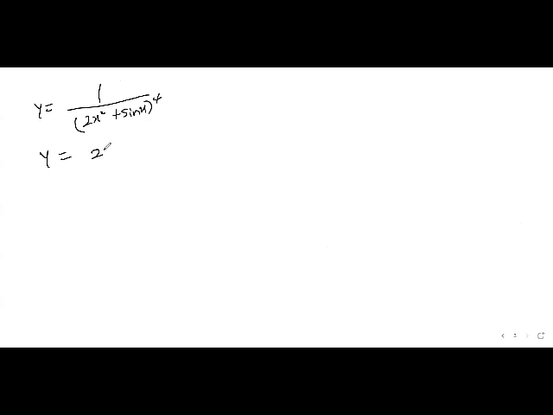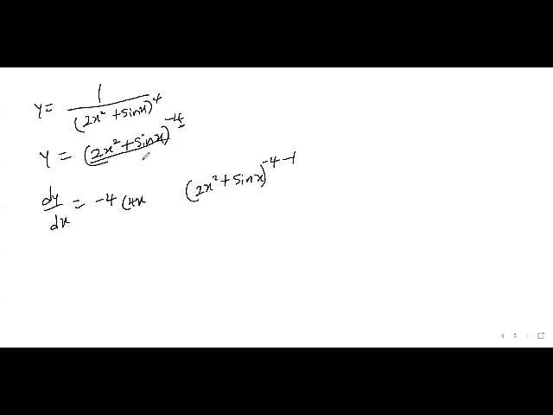So this becomes 2x squared plus sine x, everything raised to power minus 4, because we are taking it up. According to chain rule, this power will come down, which is minus 4, times, we'll subtract 1 from the power as well. When we subtract 1 from the power, we have this. Then we differentiate the inside function. If I differentiate 2x squared, you get 4x. If I differentiate sine x, I'll get cos x.